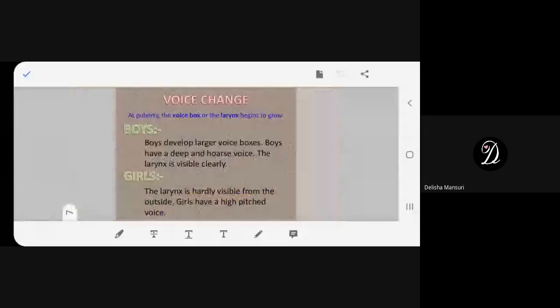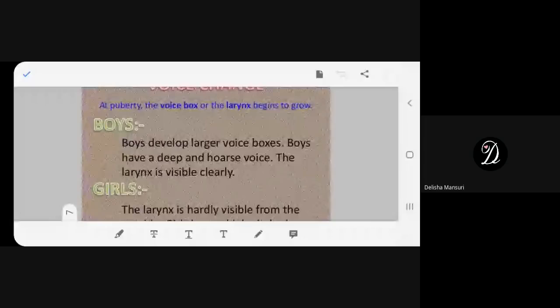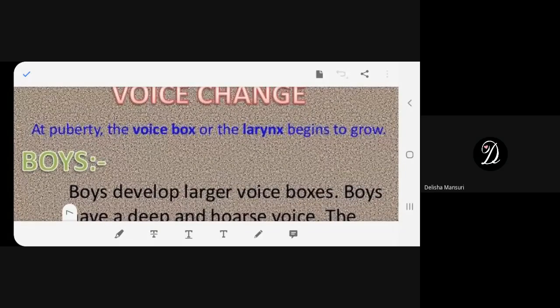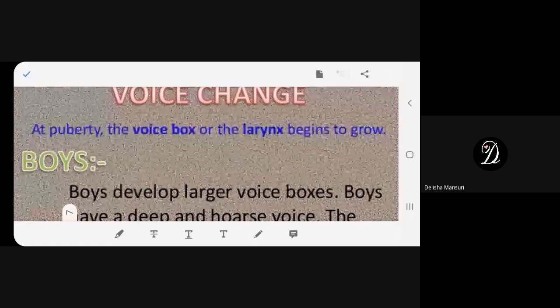Okay. Again, something more to it, voice change. That's the reason that I've kept on taking the same thing again and again, so that you will understand in a better manner.